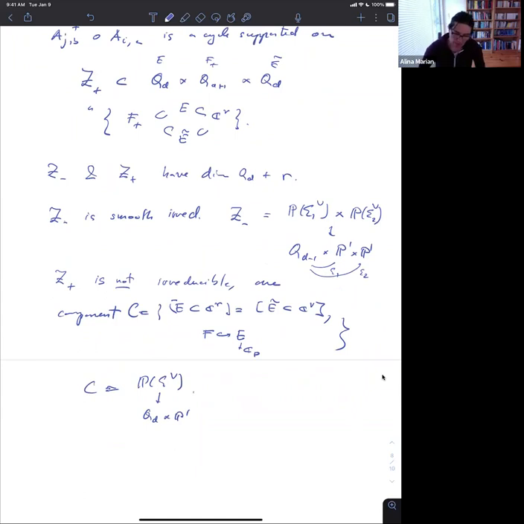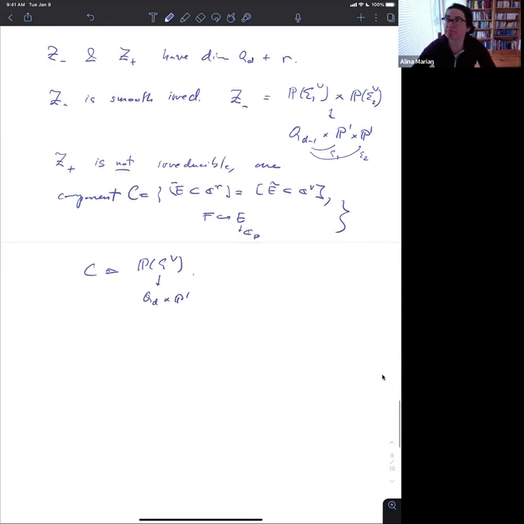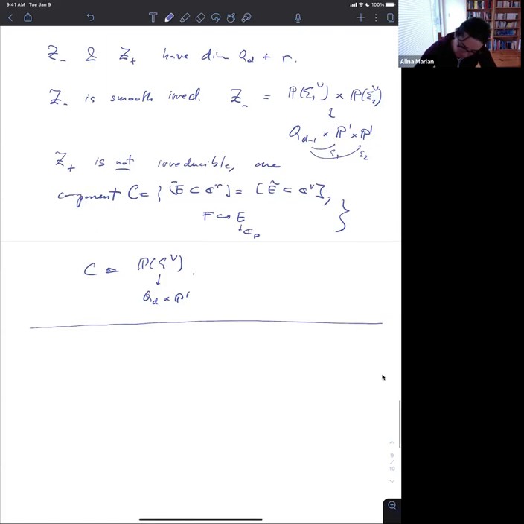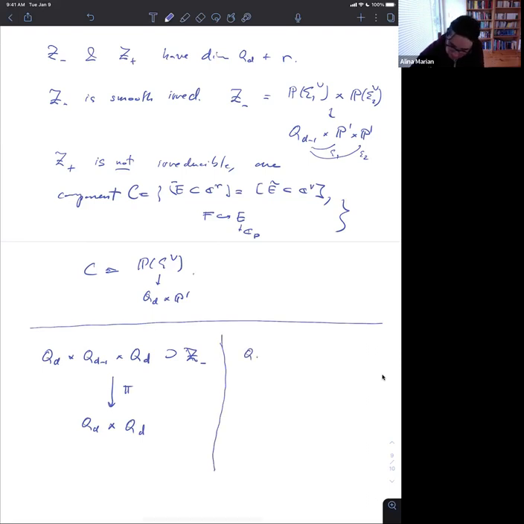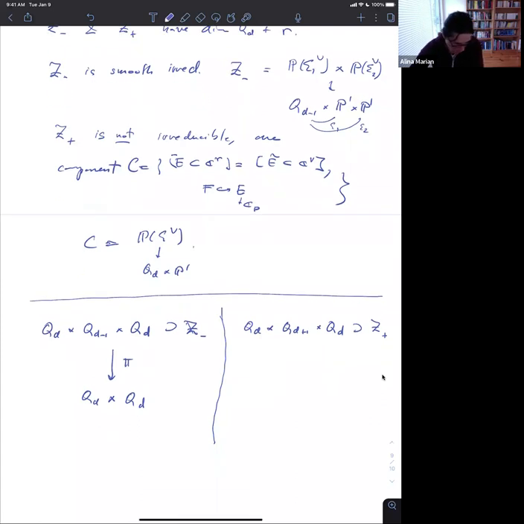But in any case, what you want to do is ultimately project to, so you have this, okay, I won't discuss too much. Let me just write this to compare in. So of course you want to project to QD cross QD where you want to compare these two compositions. So let me write them side by side. So this is Z plus here. And again, you want to project to QD cross QD. So these compositions are cycles supported on Z minus and Z plus respectively, which you then project down to QD times QD, and you hope then you calculate the difference, no?